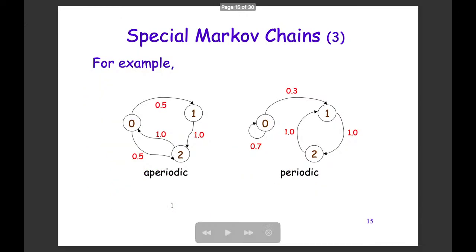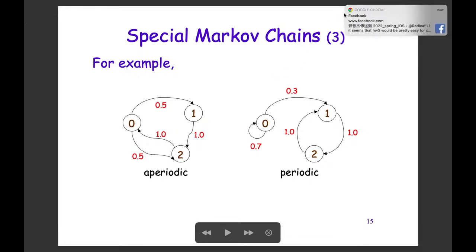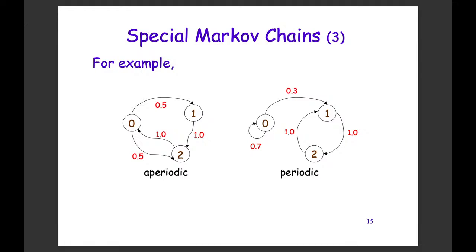So let's see an example. Let's check out the right hand side. For state 0, it can go back to itself in one step, or in two steps, or three steps, and so on and so forth. But this doesn't make it periodic, because periodic requires that it must come back to itself in some multiple of d greater than 1. So state 0 is not periodic.